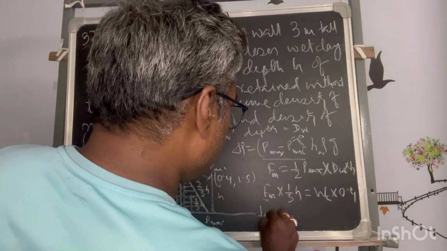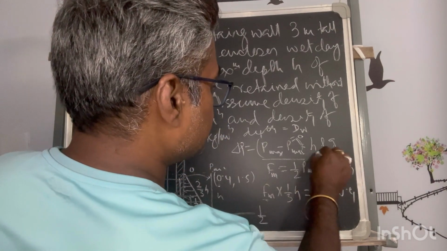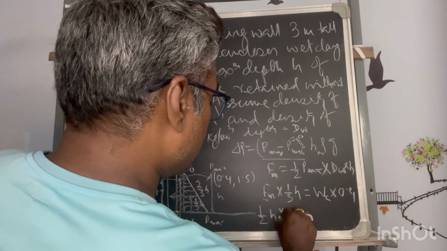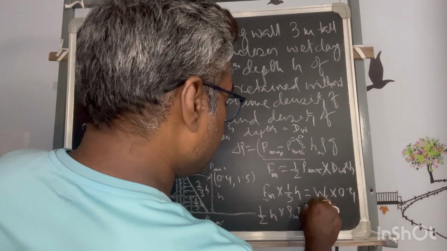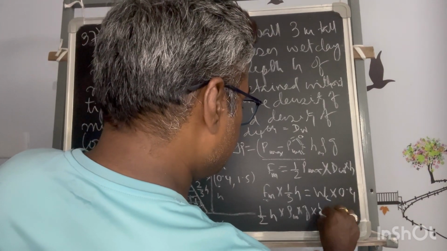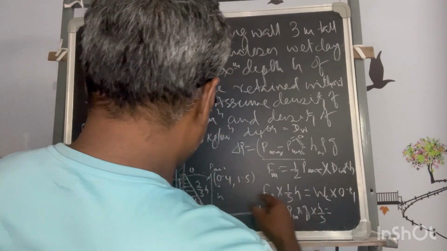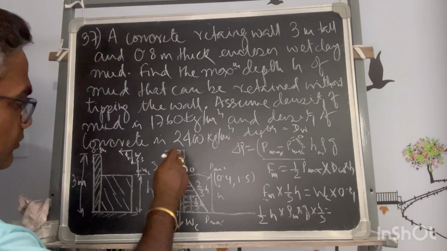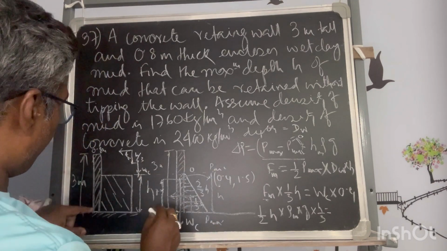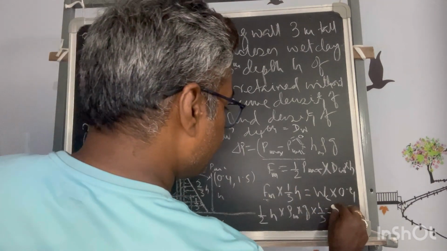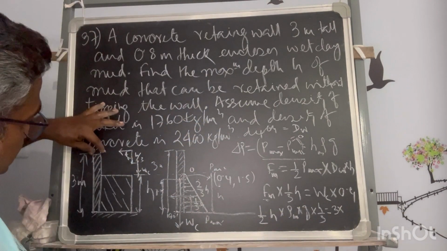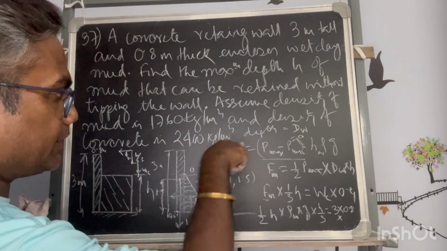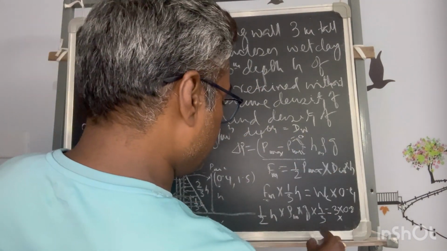The force Fm is equal to half into P max, where P max is equal to H rho G. H of the mud, this is H total into rho of the mud into G into 1 H by 3 we have taken. This is equal to the weight of the concrete column. The weight of the concrete column is the volume of the concrete column. The volume is equal to the height 3 meter into this width 0.8 into dw, the depth is equal to dw we have taken.